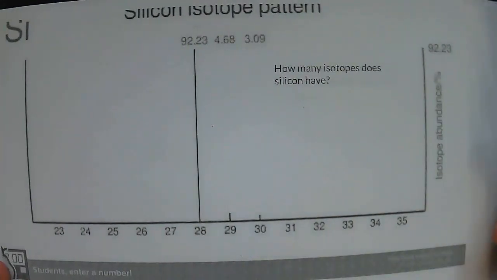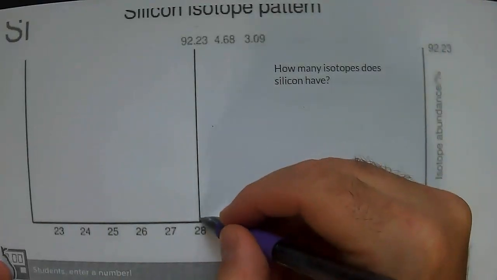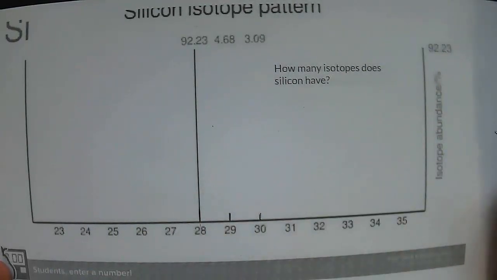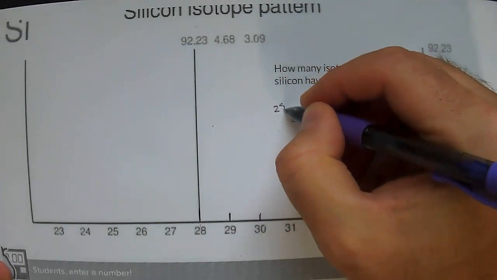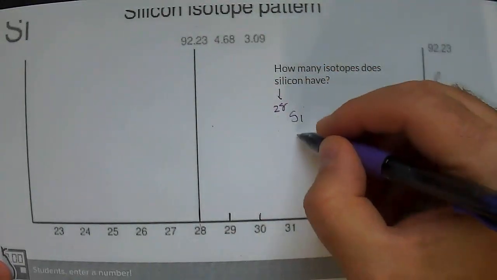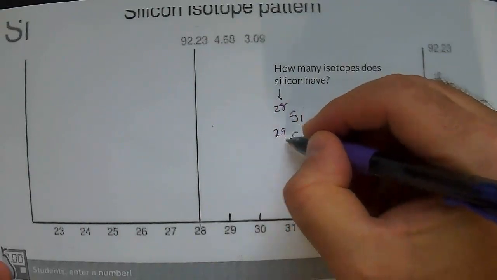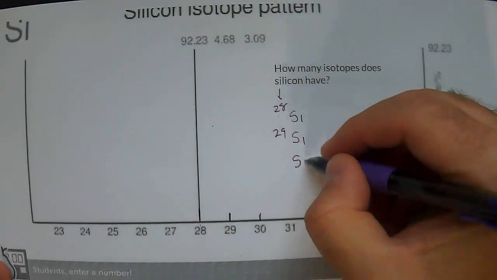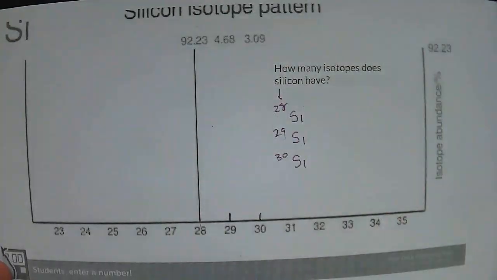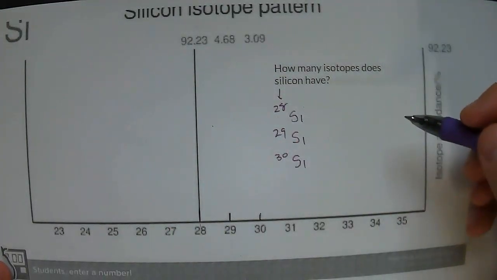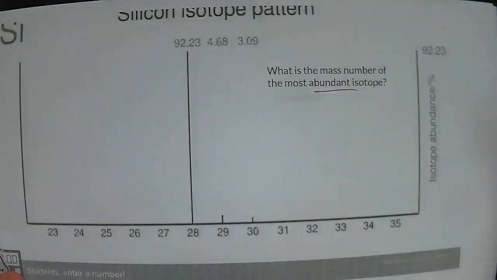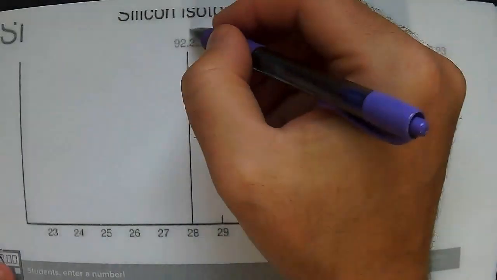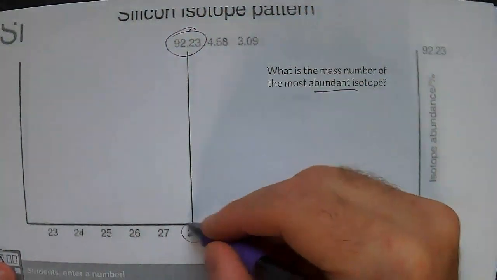How many isotopes does silicon have here? This one's a little easier to see. We have 3 peaks that are pretty obvious. We have silicon with mass number 28, remember, this corner is the mass number, silicon with mass number 29, and silicon with mass number 30. So we have 3 isotopes. What is the most abundant isotope? Well, the most abundant isotope is 28.